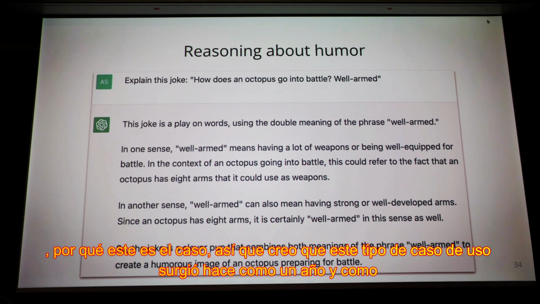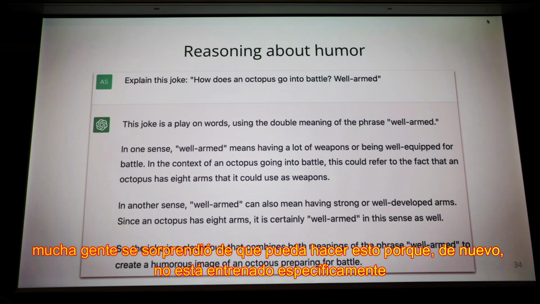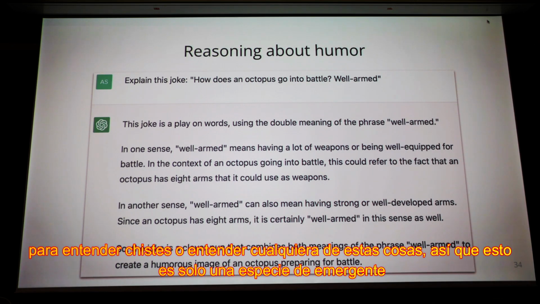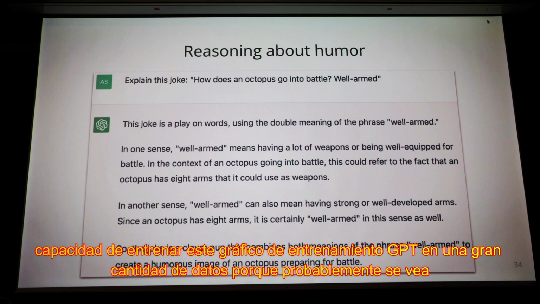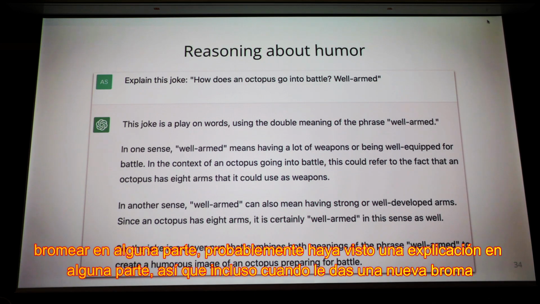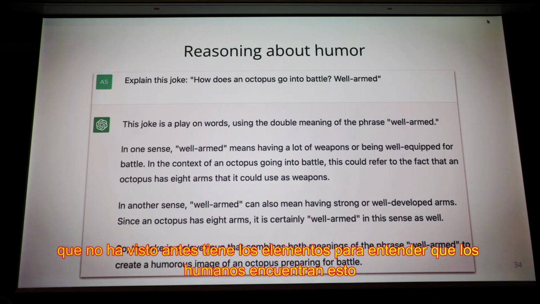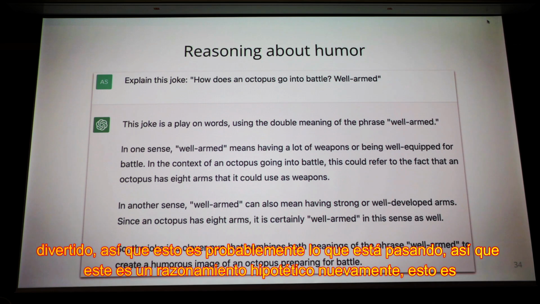I think this kind of use case came about a year ago, and a lot of people were surprised that it's able to do this, because again, it's not trained specifically to understand jokes. This is just an emergent ability of training ChatGPT on a large amount of data, because it's probably seen jokes somewhere. It's probably seen explanations somewhere. So even when you give it a new joke it hasn't seen before, it has the elements to understand that humans find this funny, so this is probably what's going on.